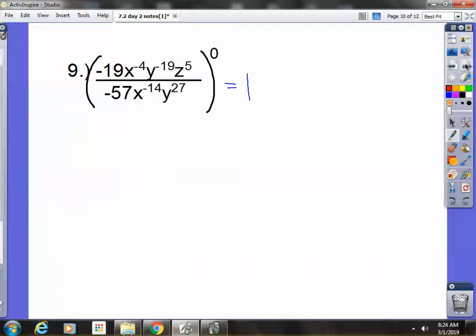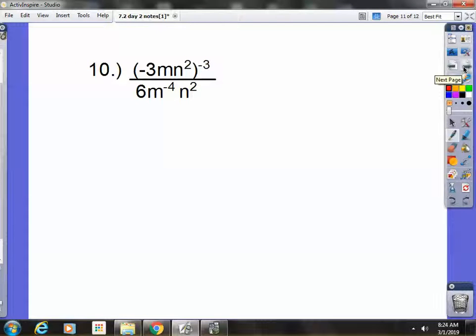Two more. Do this one next. Negative 3mn squared, all raised to the negative 3 power, divided by 6m to the negative 4 n squared. All right, we have one outside exponent to deal with, right? Let's take care of that first. The first thing that we encounter is negative 3 to the negative 3 power.